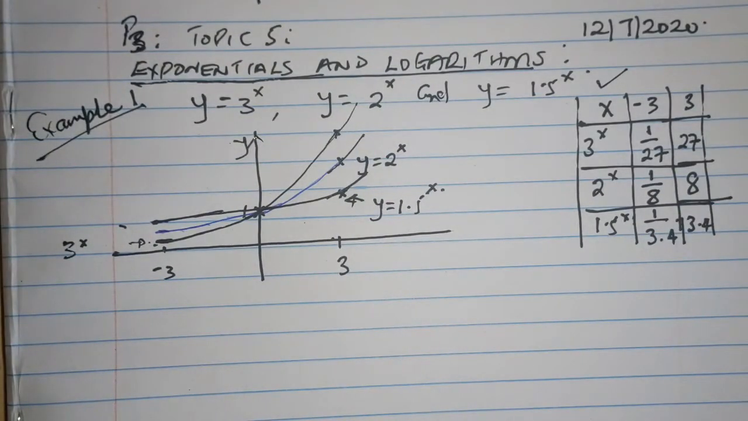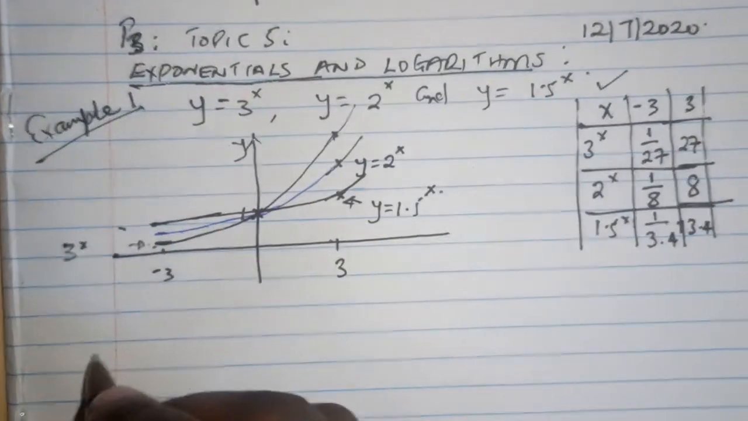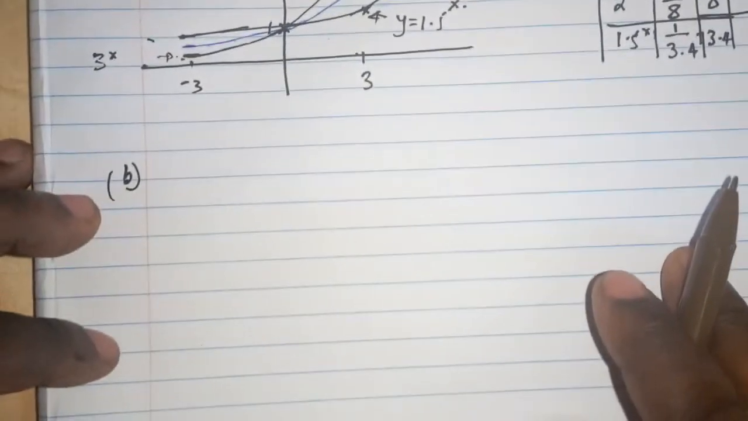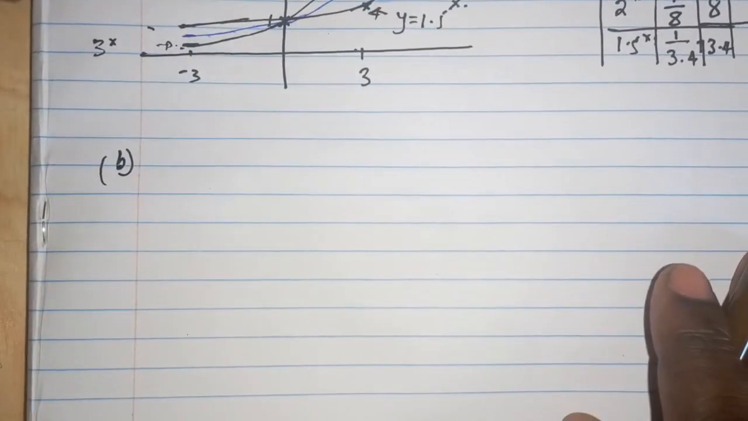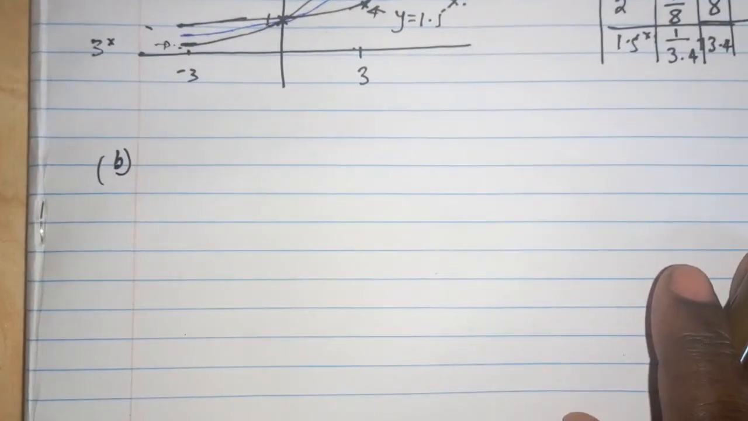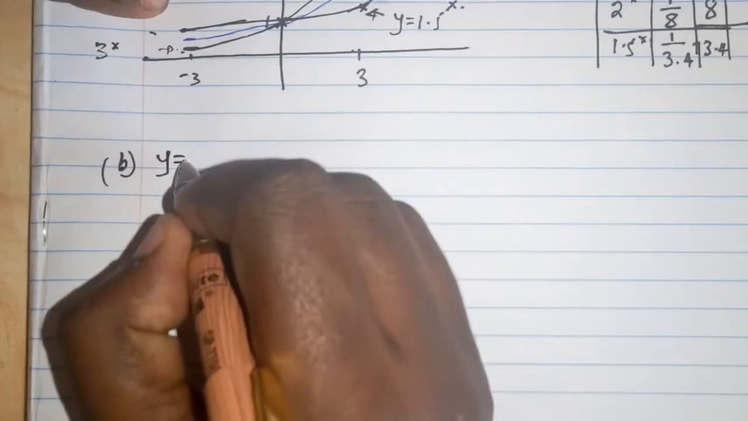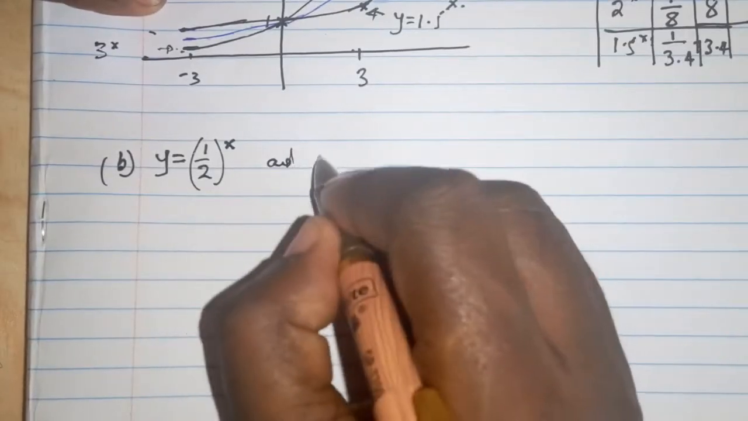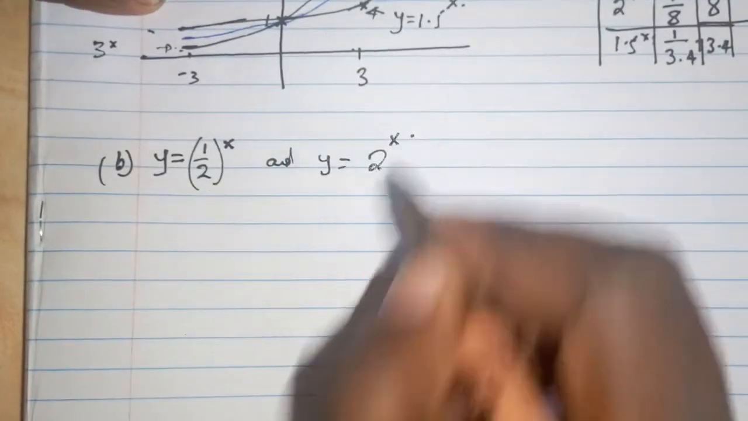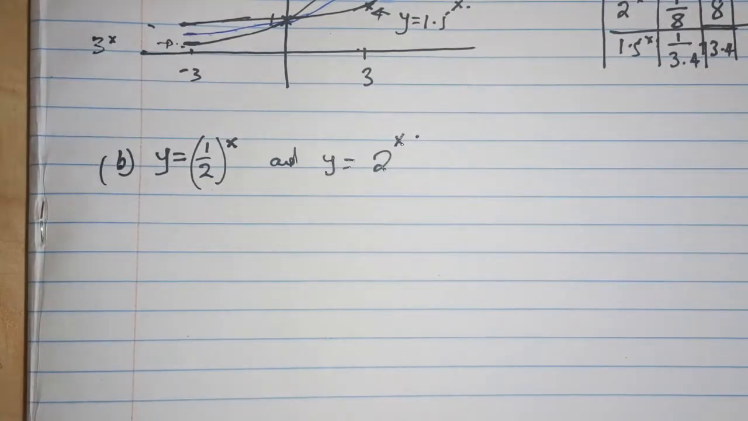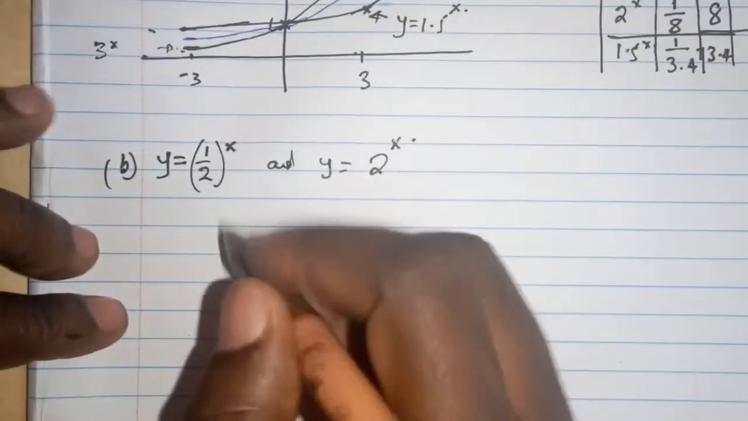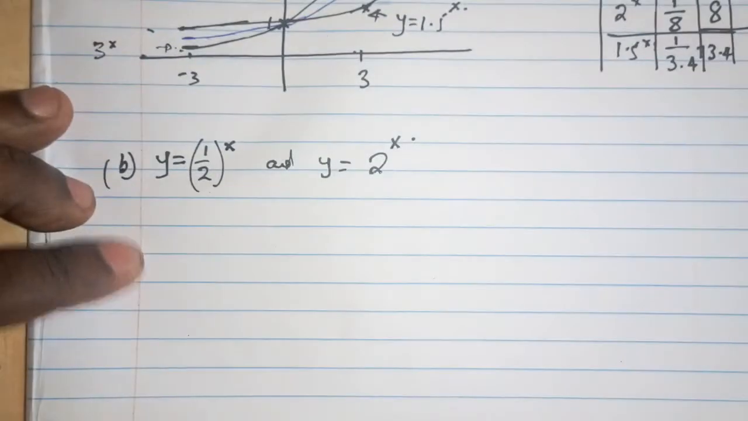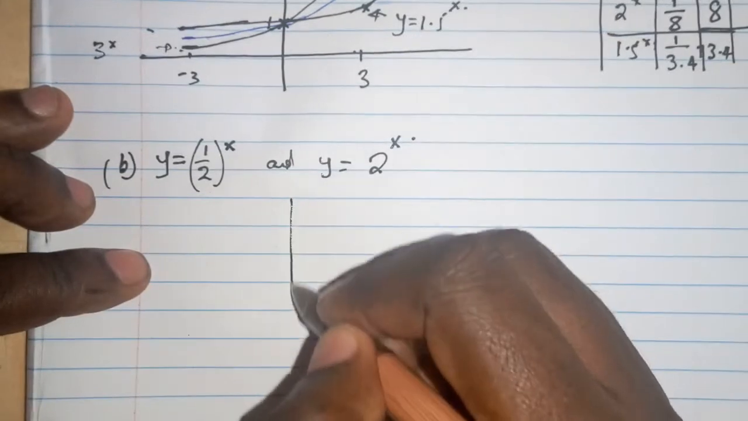If we look at part B in the same example, part B is saying, on another set of axes, sketch the graph of y equals a half raised to power x and y equals 2 raised to power x. I want us to first get this clearly, because this is the graph that we started with when we were introducing this topic.